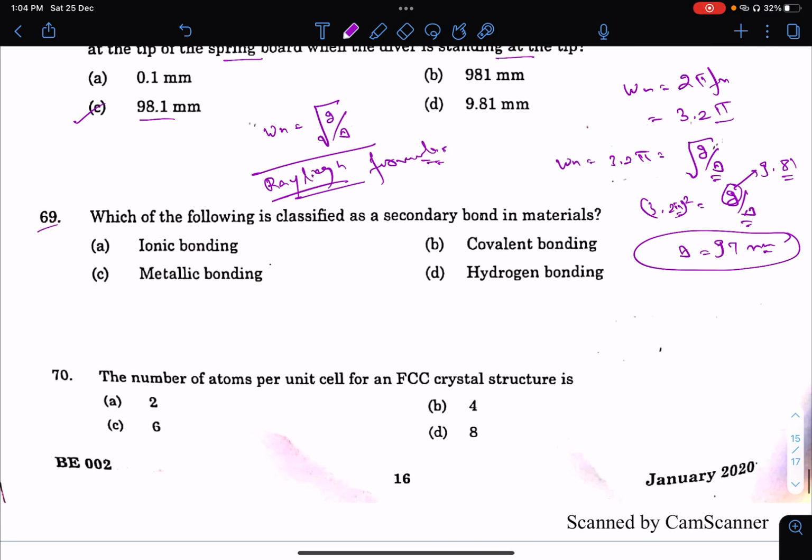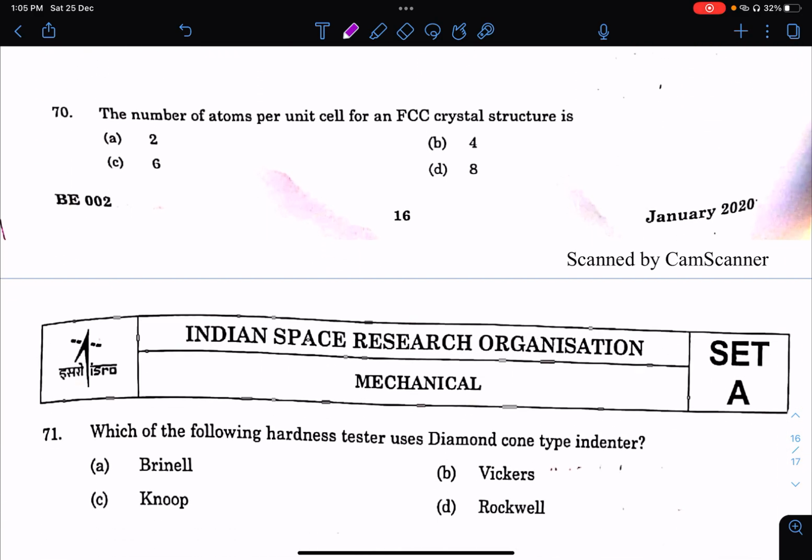So the next question is 69. Which one of the following is classified as a secondary bond in the materials? So hydrogen is a type of secondary bond. The number of atoms per unit cell in the FCC crystal structure. So this is our FCC crystal structure.